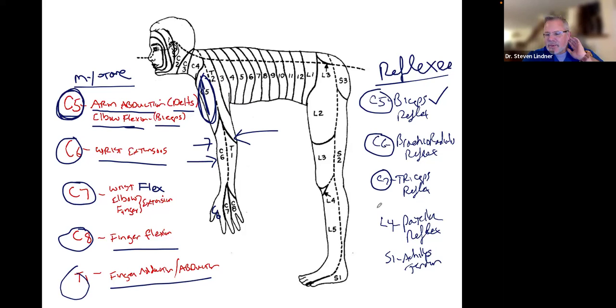And I might as well just put it down here in the lower back. There's an L4 reflex, which goes to the patella reflex. And there's an S1 reflex that checks the Achilles tendon.